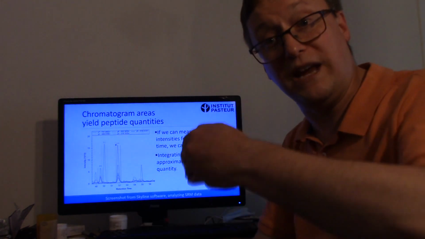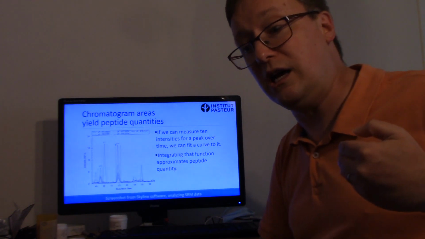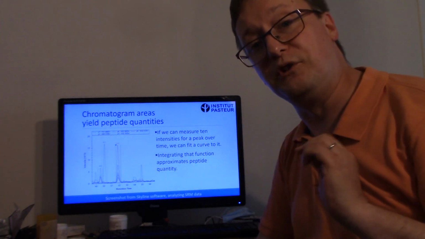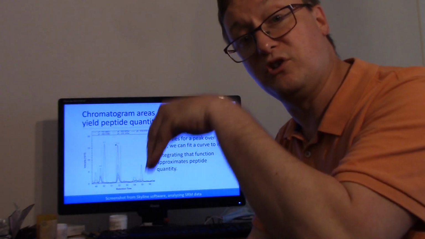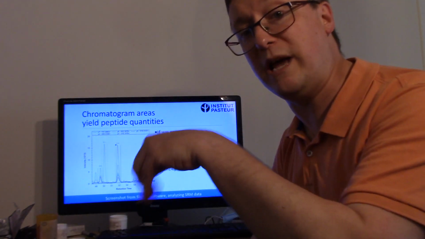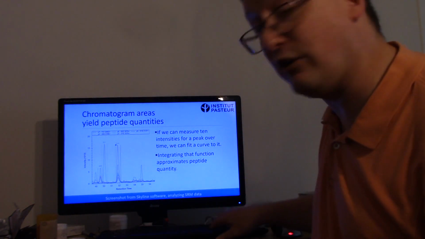If we have enough mass spectra collected across these, we're able to fit a shape to this rise and fall of the chromatogram and get a very accurate area for it.